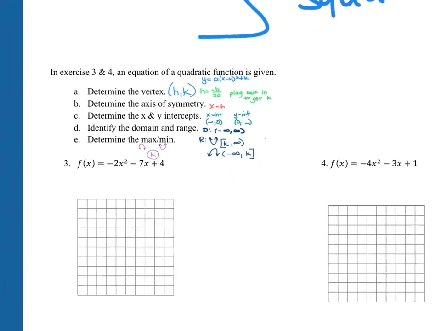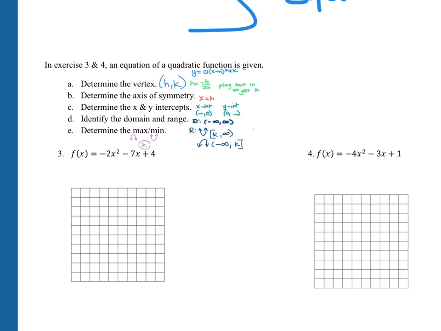Questions on either of those? So again, answers are posted on these, but I want you to try them. I don't want to walk you through them individually.